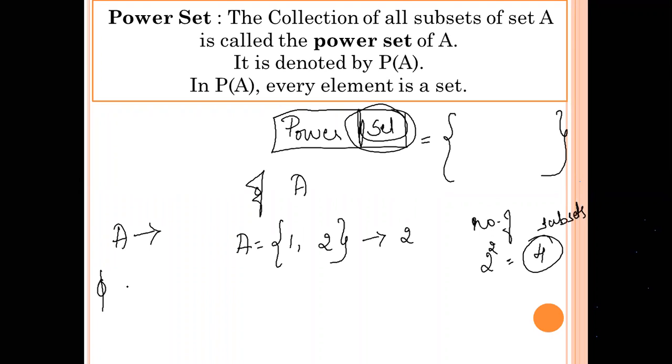The other one is the set itself. Good. Yes, you know these things. So, if any set is given and you are asked to write its subsets, two subsets you already know. One is the empty set. Okay, this is the representation of the empty set, and the other one is the set itself.